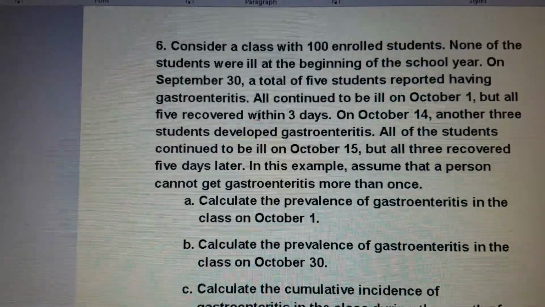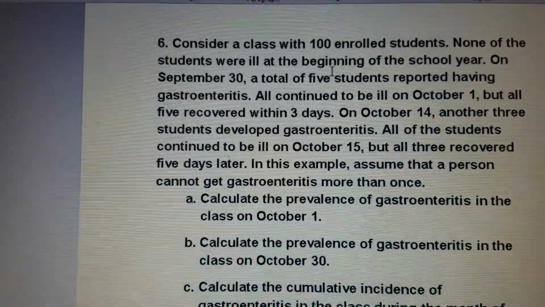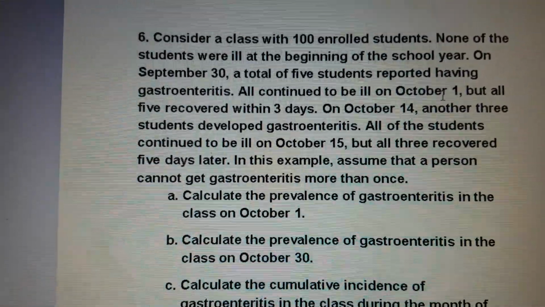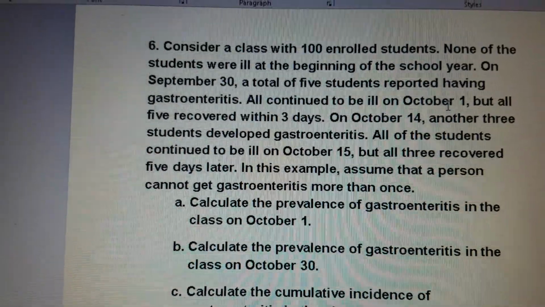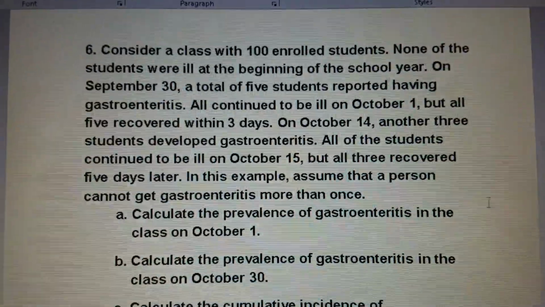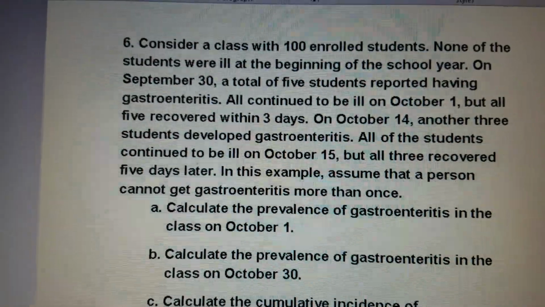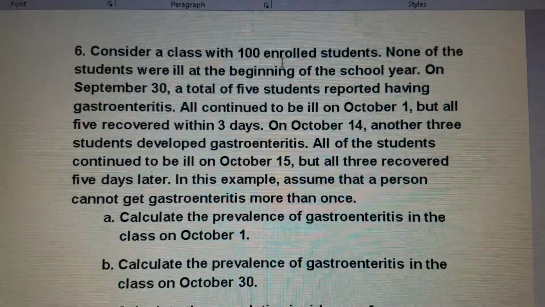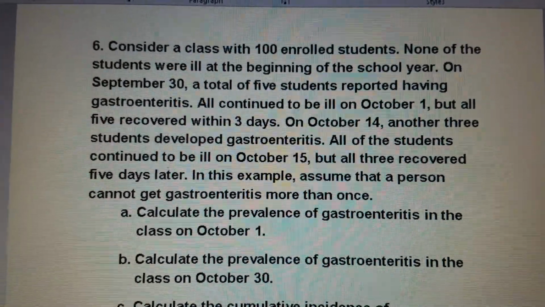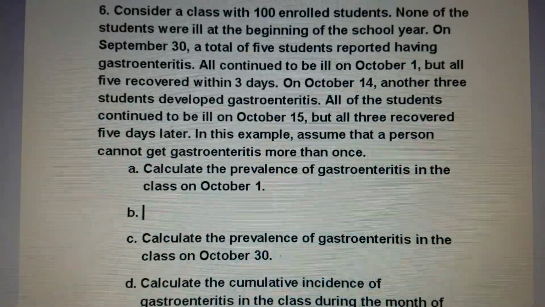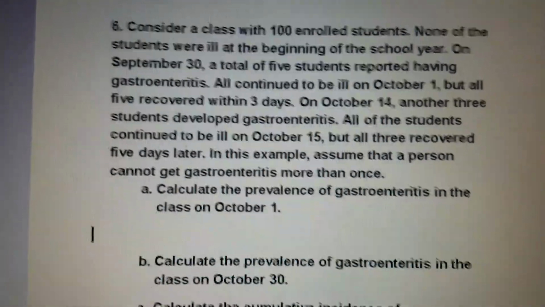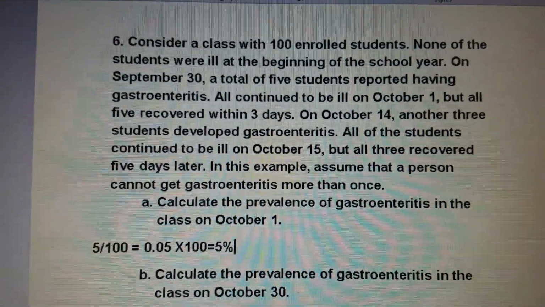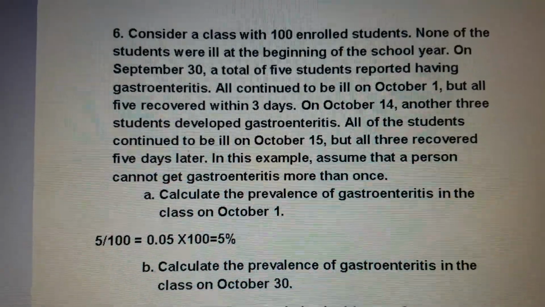Here we have September 30th, a total of 5 were sick. And guess what? They continue to be sick on October 1st. So we got 5 students there, right? And then the total number of the population, or the possible students that could get sick, is all of them, which is 100. So let's do our math. We got a total of 5 that were sick divided by 100, the enrolled, equals 0.05.